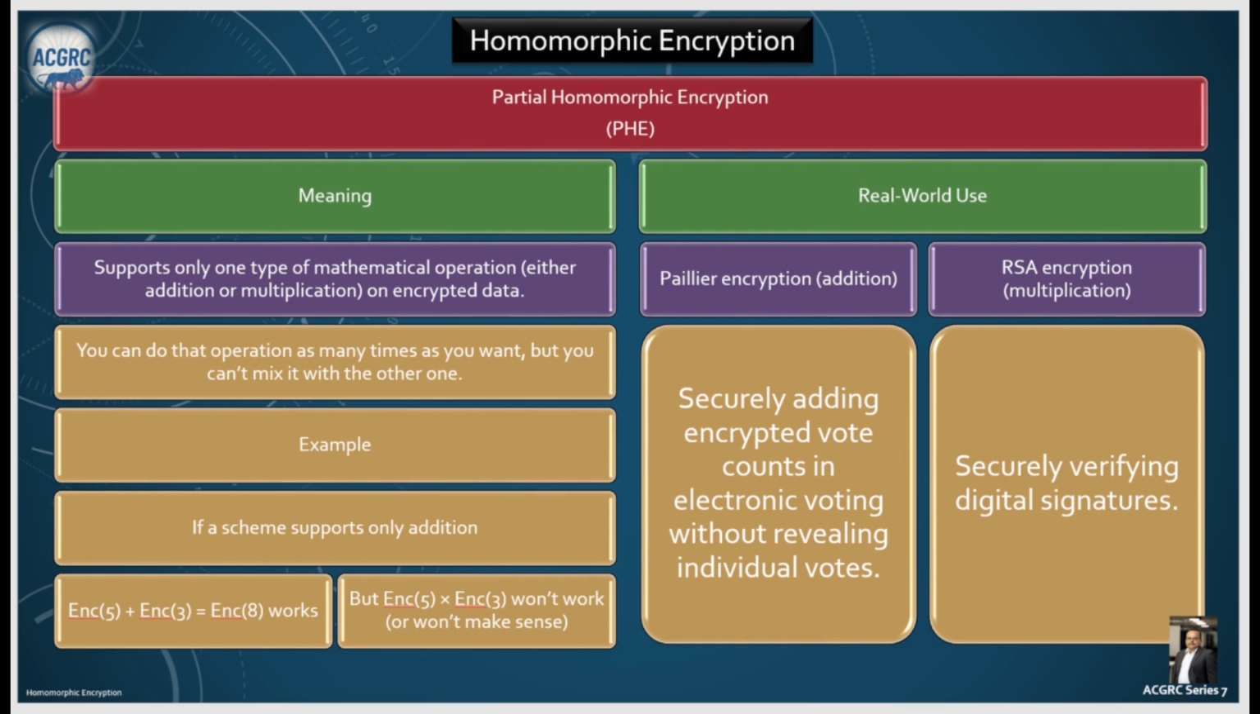When you come to RSA encryption, which is primarily a multiplication case, this is where you securely verify your digital signature. So now you know about RSA and one aspect of it. It's actually using homomorphic encryption, but categorized as partial.